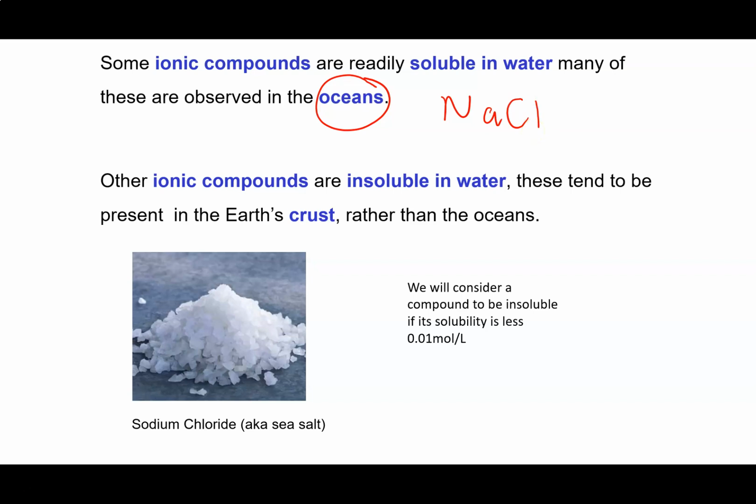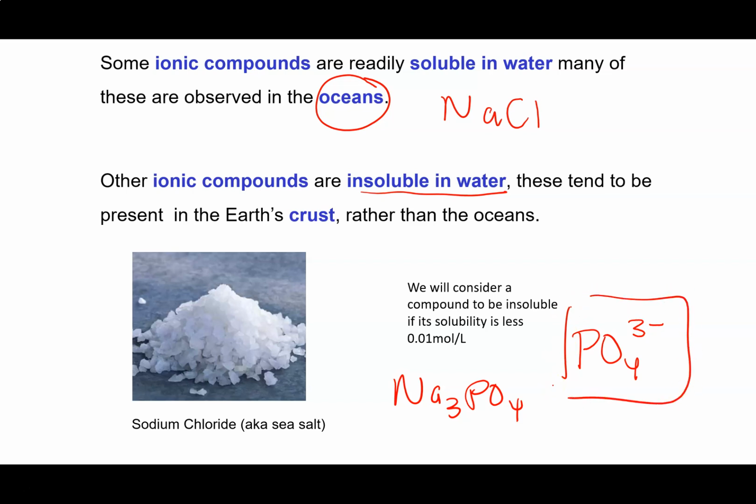Other ionic compounds are poorly soluble in water. A good example of this are phosphates. Now, the phosphate anion is very highly charged, so it sticks very strongly to sodium ions. It makes it kind of difficult to dissolve. So the ionic compounds that are not very soluble in water tend to be found on land, and those that are very soluble in water tend to be found in the ocean.